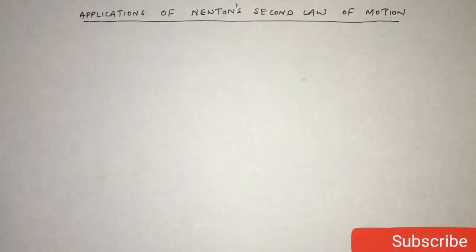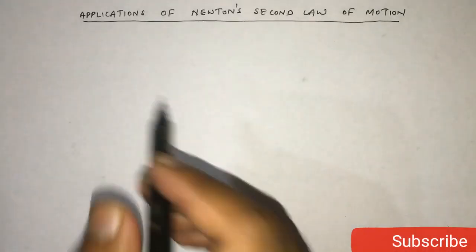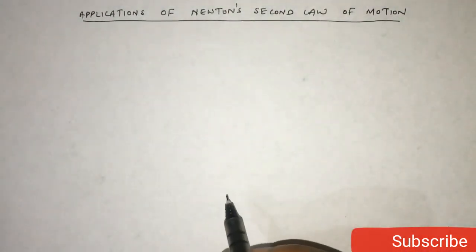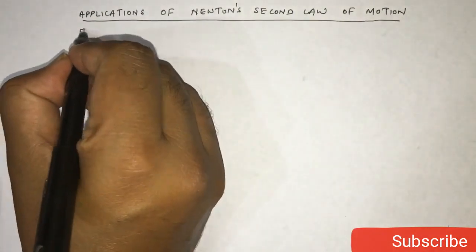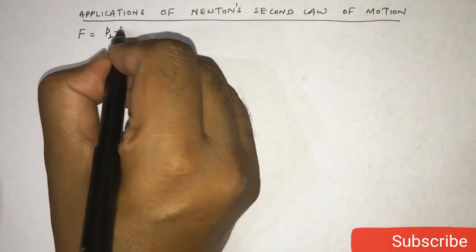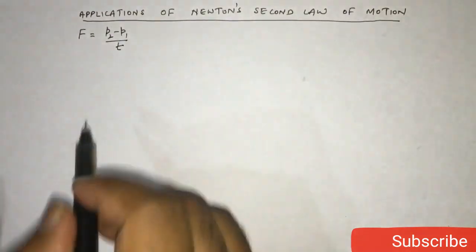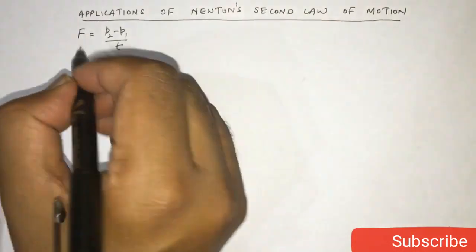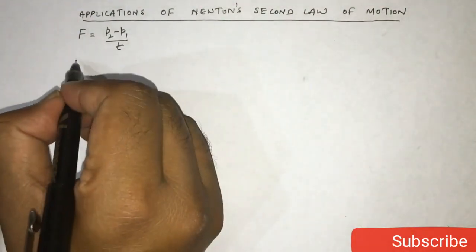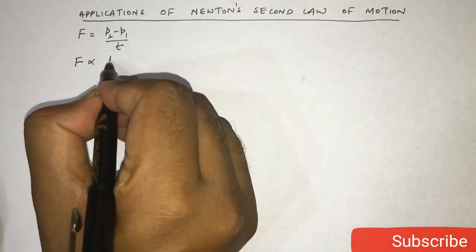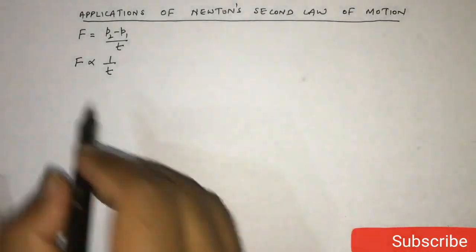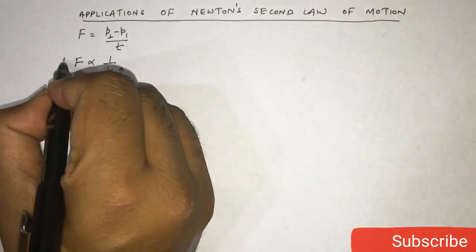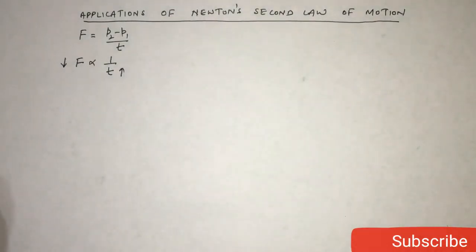Hello students. In this lecture, we are going to discuss some applications of Newton's second law of motion. As we know, force is equal to rate of change in momentum according to Newton's second law of motion. So from this relation, we have that force is inversely proportional to the time. Inversely proportional to the time means if you increase the time of impact, then the force will decrease.